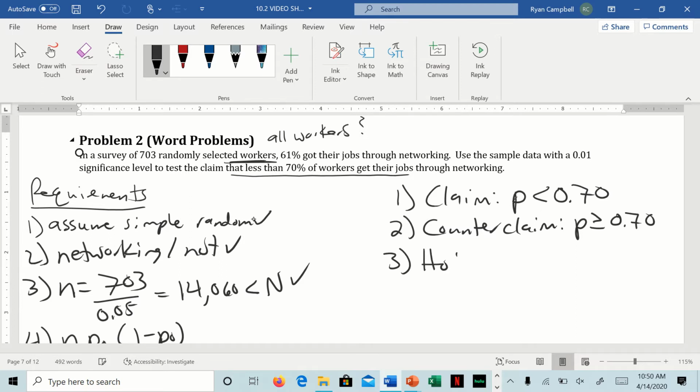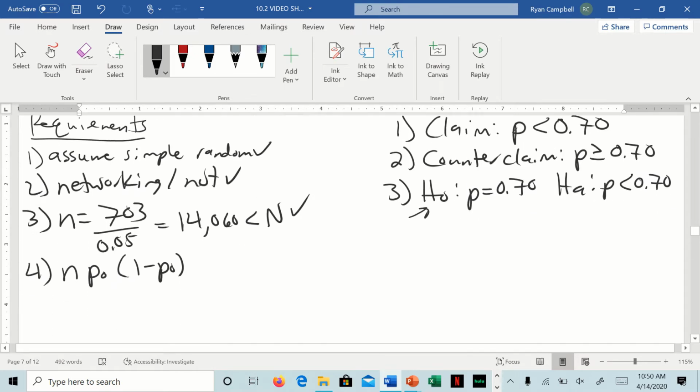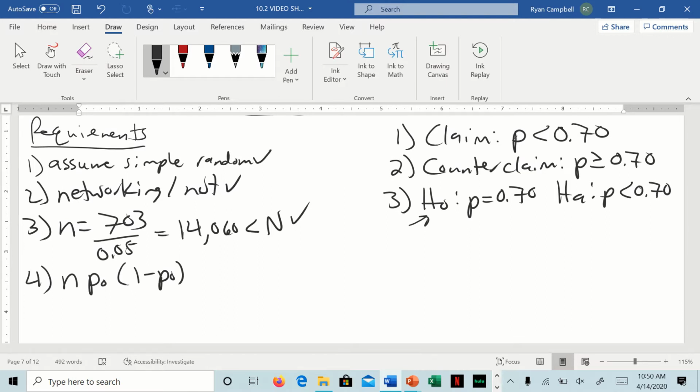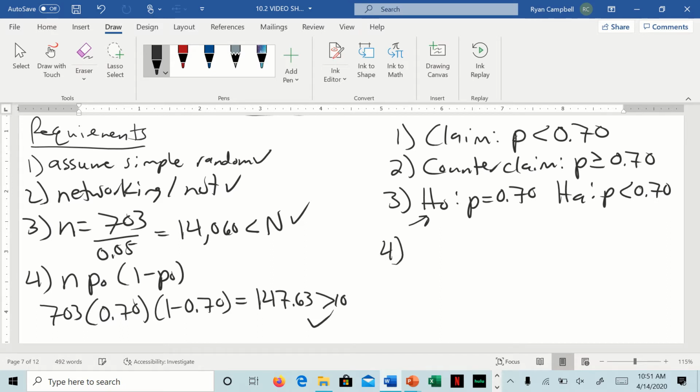All right, we get H naught and HA for step 3. H naught is going to be equal to, because it's always equal. HA is going to be the less than, right? The strict inequality. Good. So now we got P naught. So now we can do the last part of our requirement. So we get 703 times 0.7 times 1 minus 0.7. And we end up with 147.63, which is definitely bigger than 10. All right, all the requirements are done, so we can definitely continue with this problem.